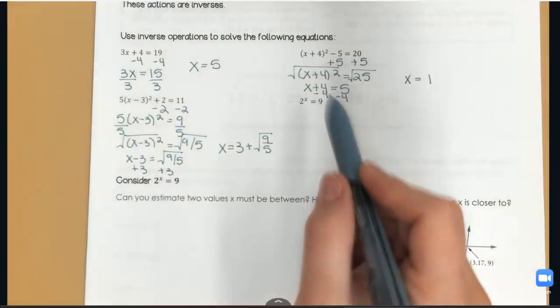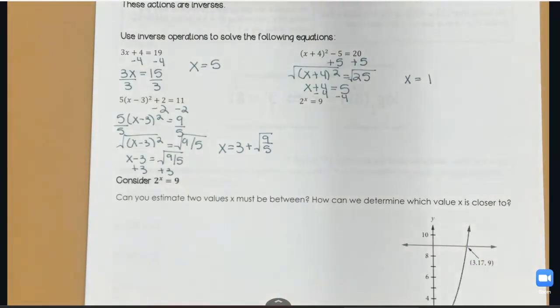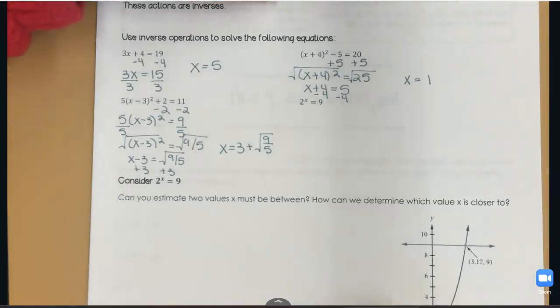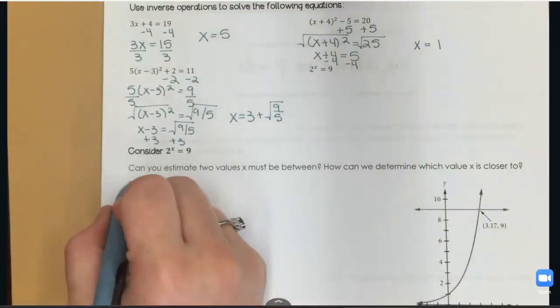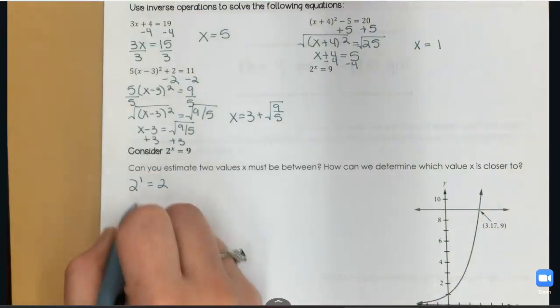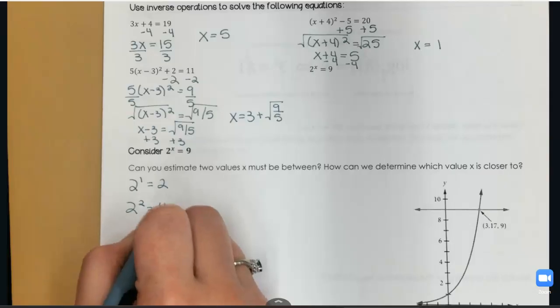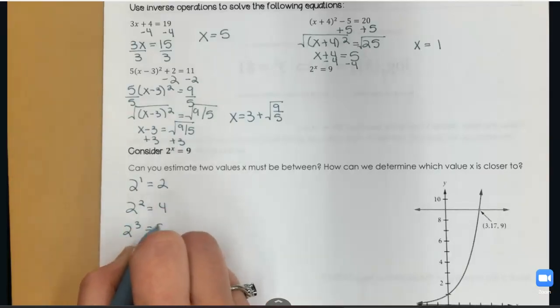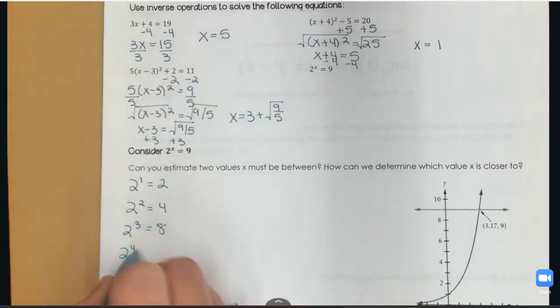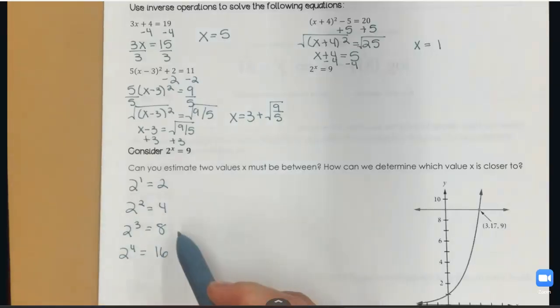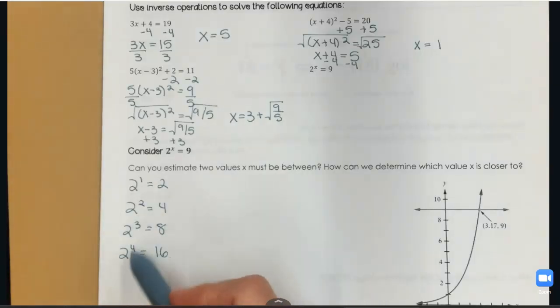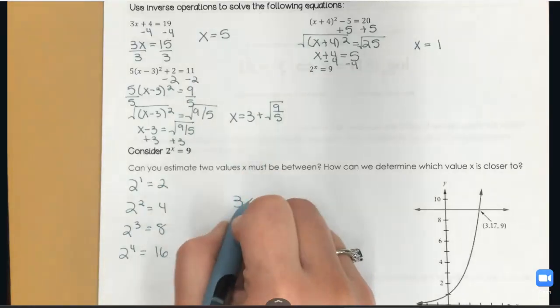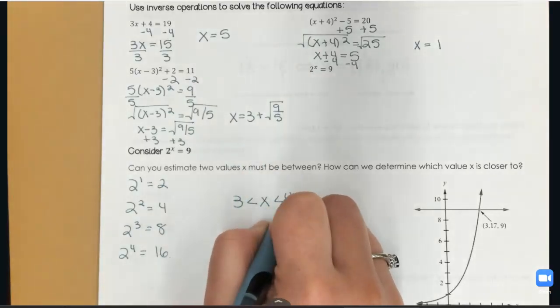Okay, last one, 2 to the x equals 9. How am I going to solve that? Well, I could find an estimation of what that would be. If I look at 2 to the 1 is 2, 2 squared is 4, 2 to the third is 8, and 2 to the fourth is 16. Okay, 9 is between 8 and 16, so that means my exponent x needs to be between 3 and 4.